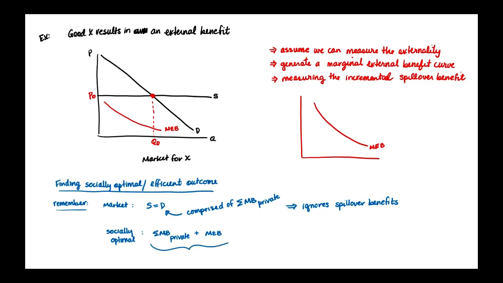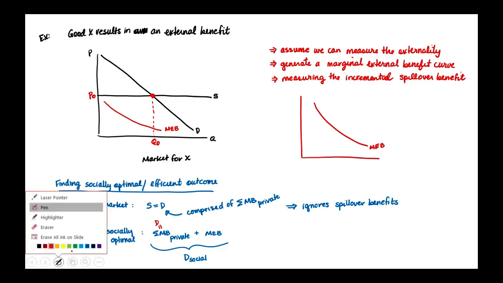So when we add those two together, the sum of the private marginal benefits and the spillover benefits, we get what we're going to call the social demand curve. Everyone with me? I want you to remember this right here is the demand curve. The demand curve is the sum of the private marginal benefits. That's how people make decisions.